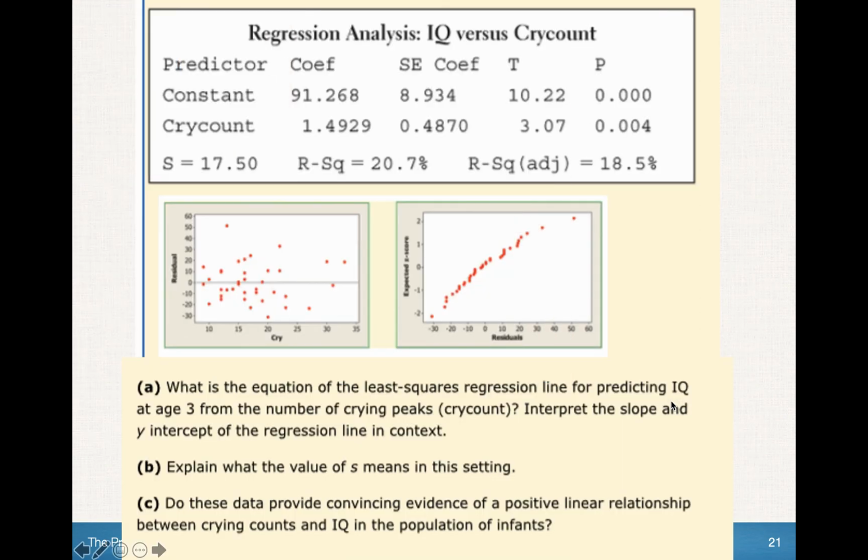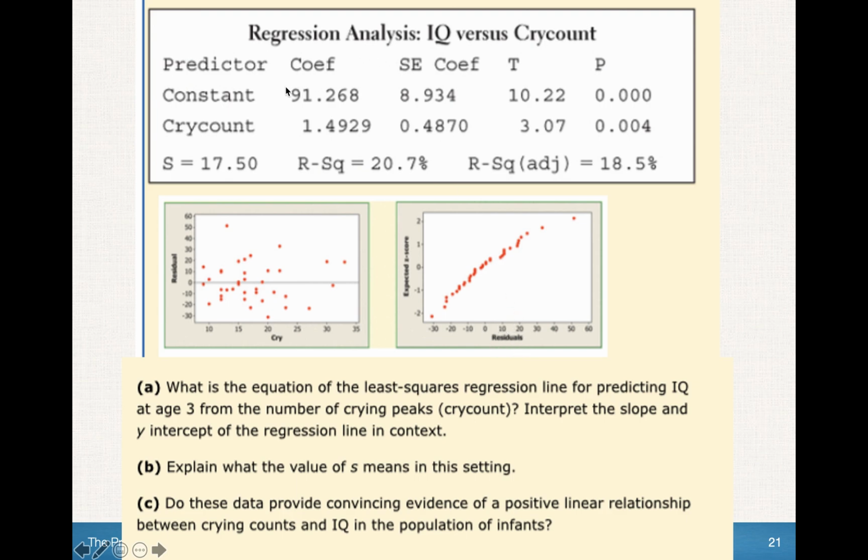Here is the Minitab output. Here is the residual plot, and here is the normal probability plot of the residuals. How do I know this is a normal probability plot? Because the y-axis is the expected z-score. And that's what residual normal probability plots are. They are expected z-scores versus some set of data. In this case, my data set is the residuals.